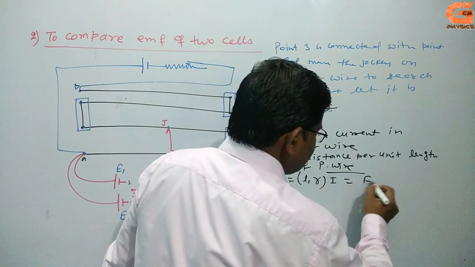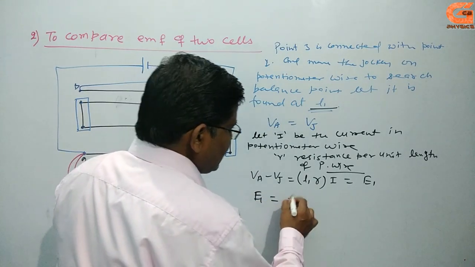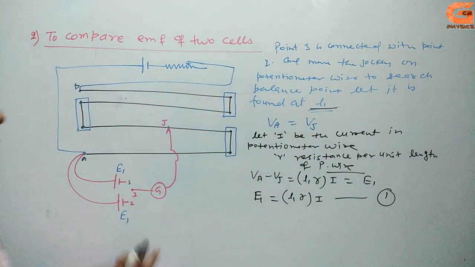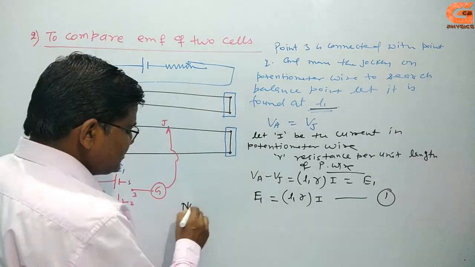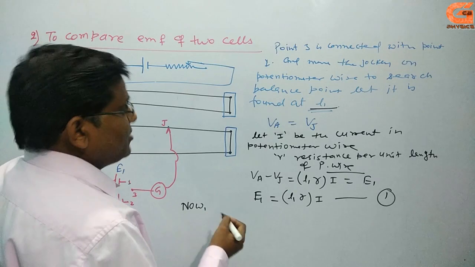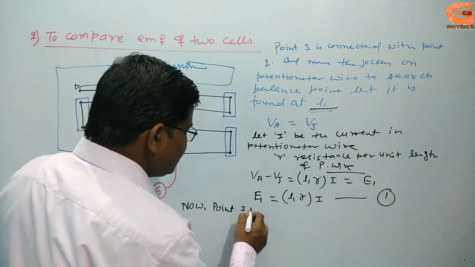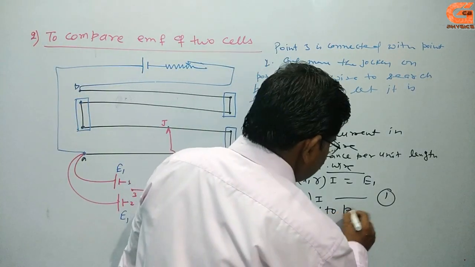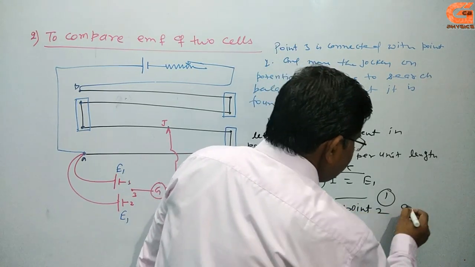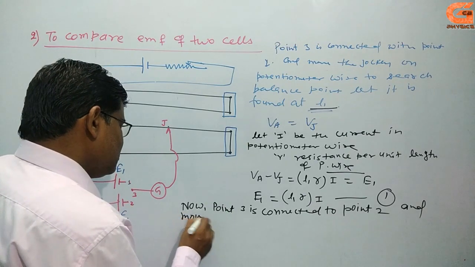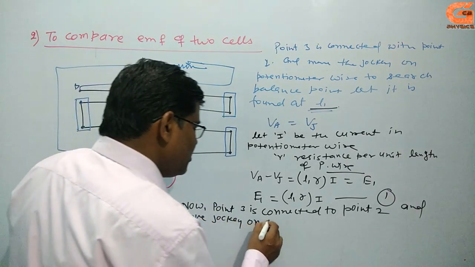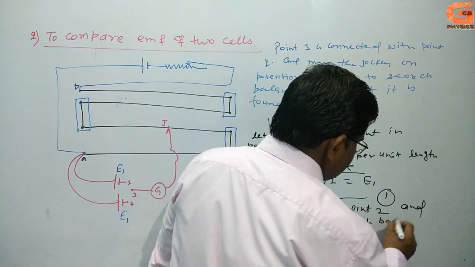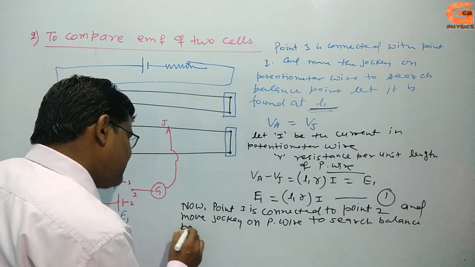This is equal to E1. Then E1 is equal to L1 R into I, equation number 1. In a similar way, now E1 is replaced by E2. Now point 3 is connected to point 2, and move the jockey on the potentiometer wire to search for the balance point.